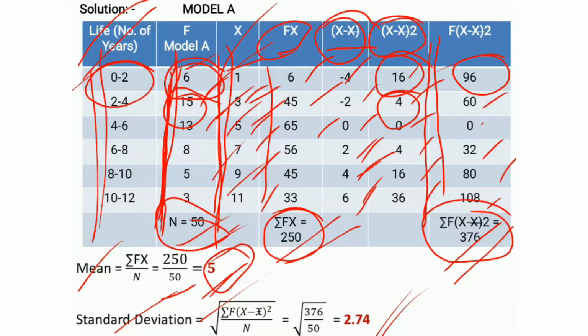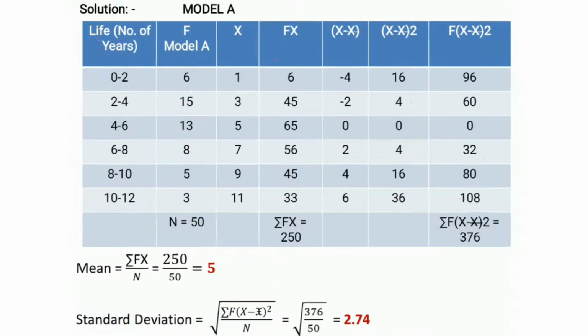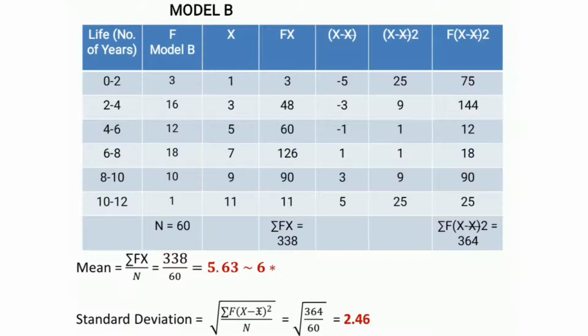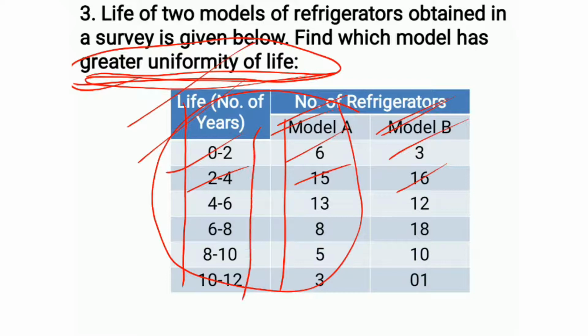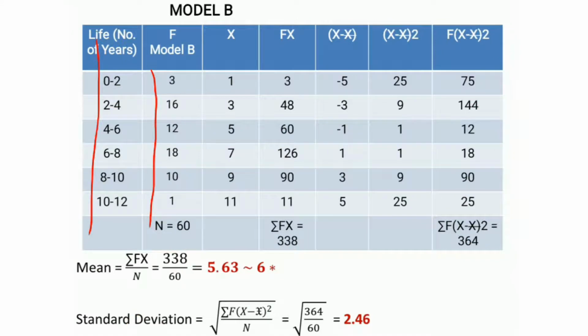So let us go with model B. Here the life is the same as in the question. Only the frequency values will change, as we take them from the question. In the first part, life and model A frequency were taken for calculation. Now in the second part, life and model B frequency values will be taken. The same procedure again: the total of frequencies and the mid value of the class interval.